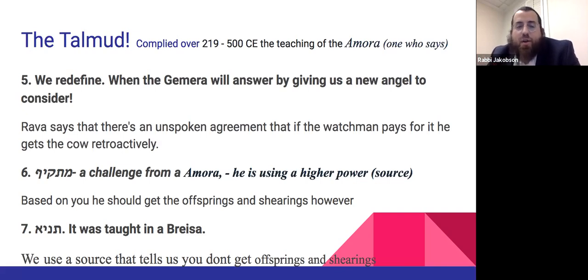And number 5 is when we redefine the situation, when we're answering the challenge by redefining, not by trying to find the loophole, but rather by redefining the rule or redefining the reason behind it. And therefore the challenge naturally falls away because now we're looking at this case from a different angle.